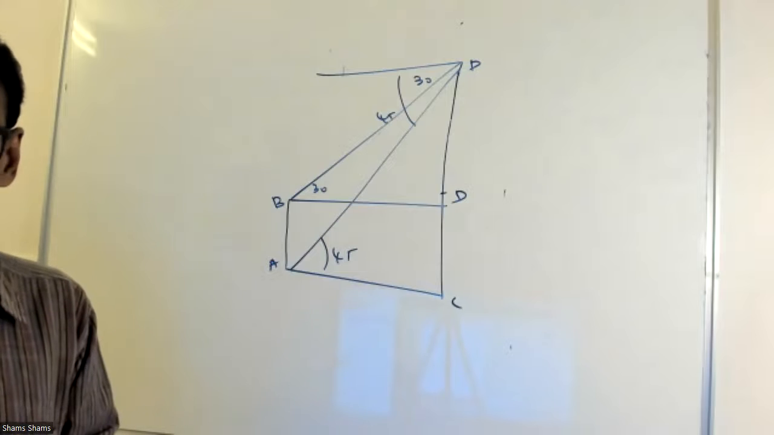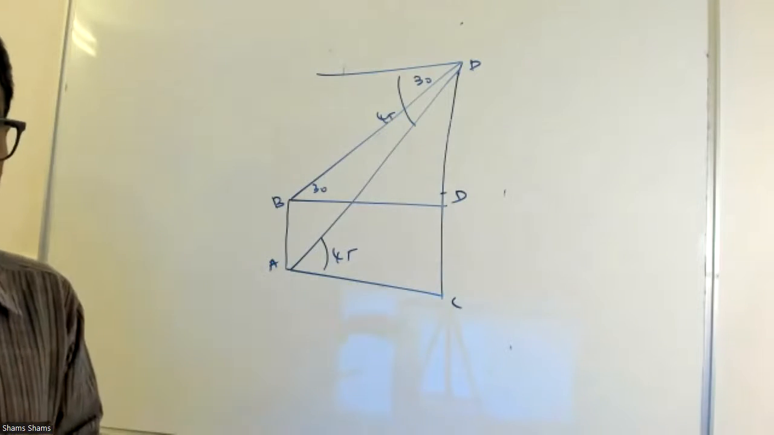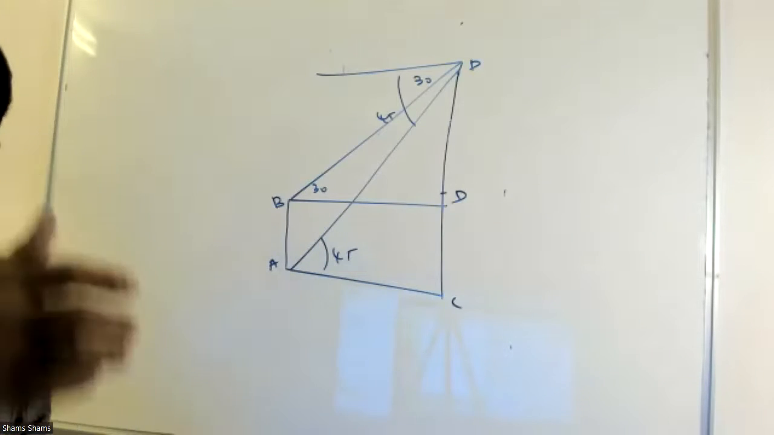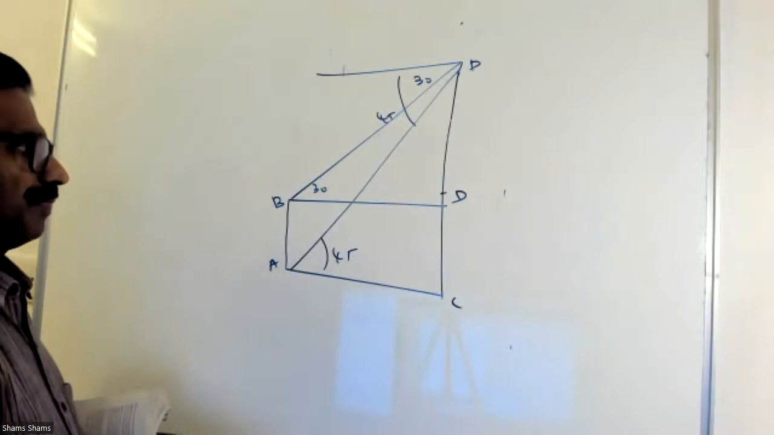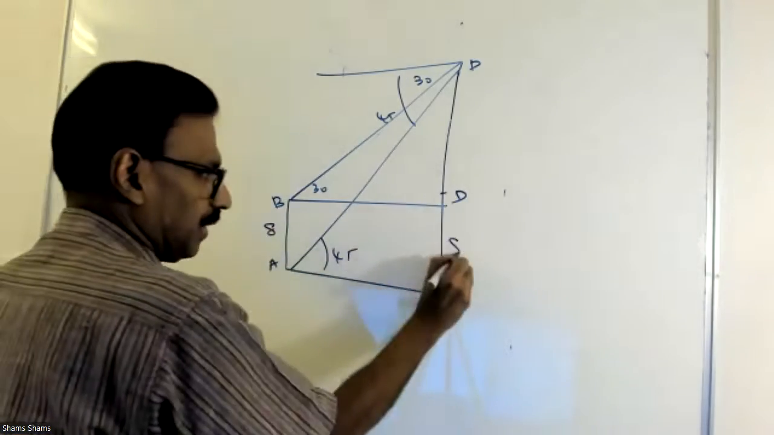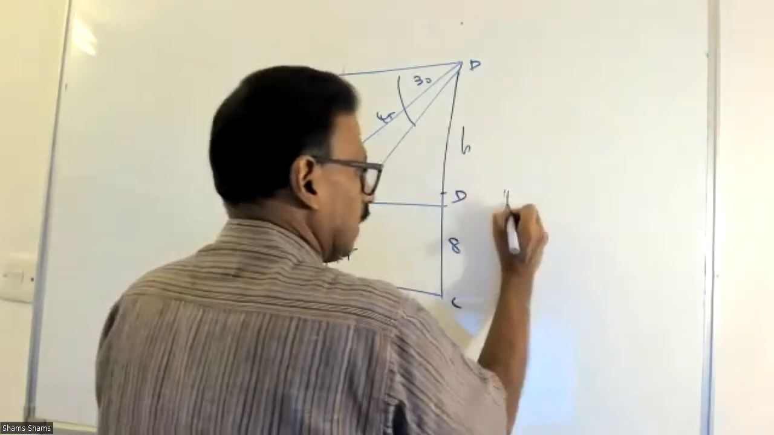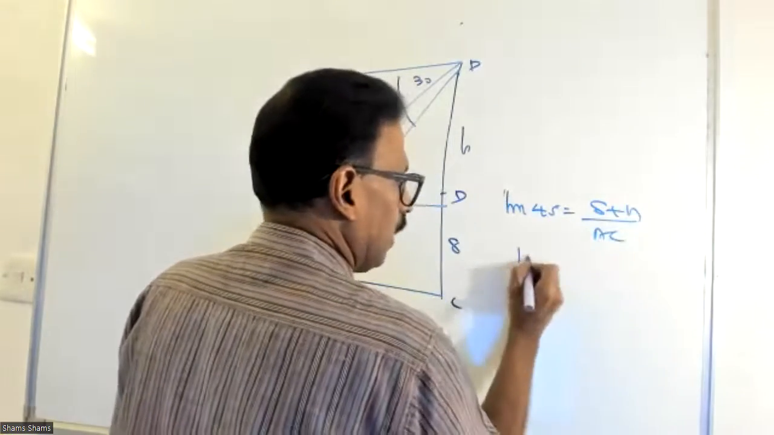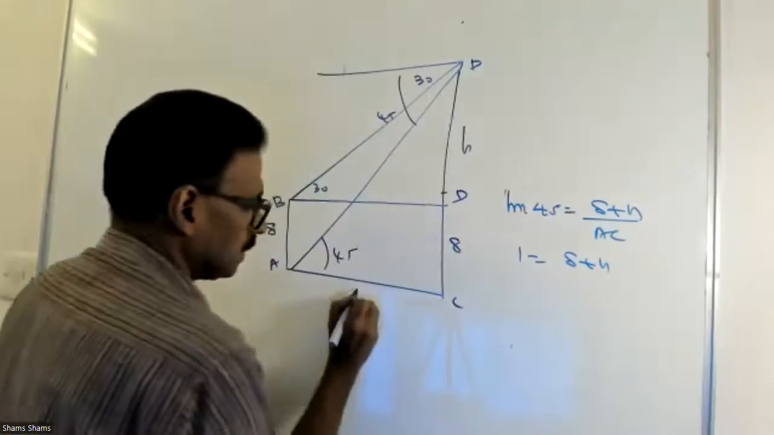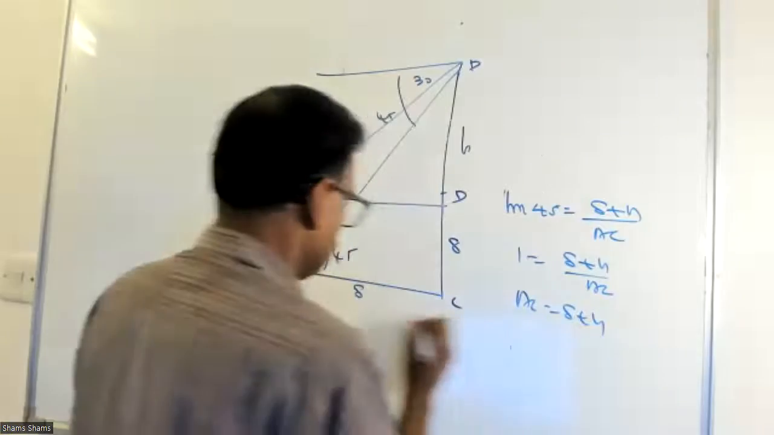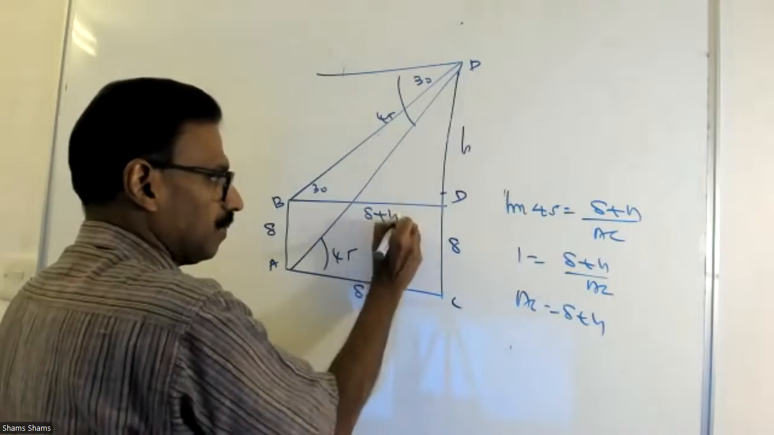Situation understood, no? Suppose you're standing on the 10th floor, then you look at the opposite house, first floor. That angle is 30 degrees. Then same building, ground floor, 45 degrees. And this house is 8 meter. So this also 8. Here also, this is H. Tan 45 equal to 8 plus H by AC. 1 equal to 8 plus H by AC. So AC equal to 8 plus H. This also 8 plus H.